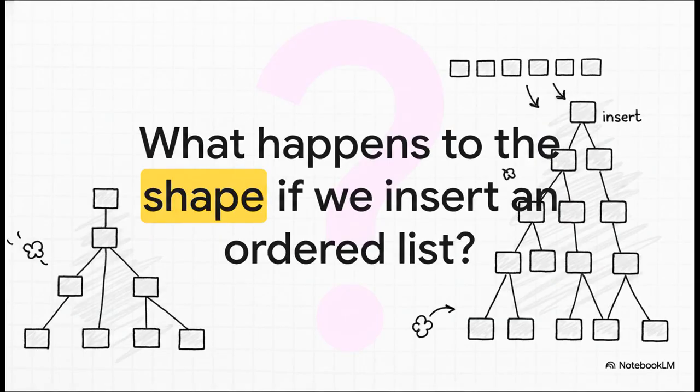Before we wrap up this explainer, I want to leave you with one final thought. If a binary tree automatically sorts its data by branching left and right as it builds, what on earth happens to its overall shape if you insert a list of numbers that are already perfectly ordered, like 1, 2, 3, 4? Think about that for your next study session.